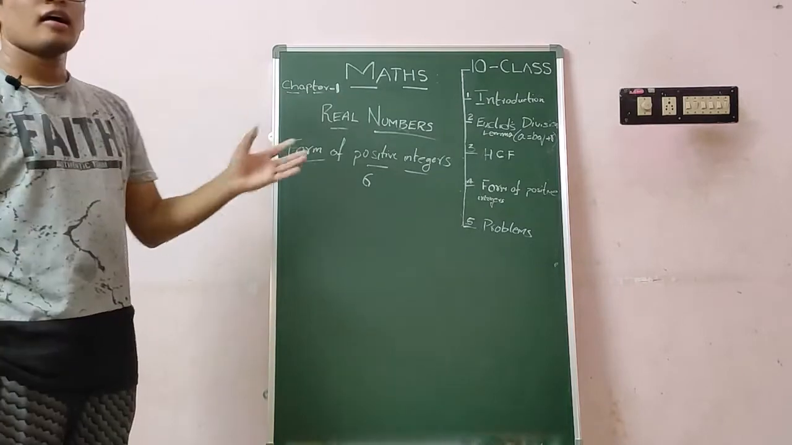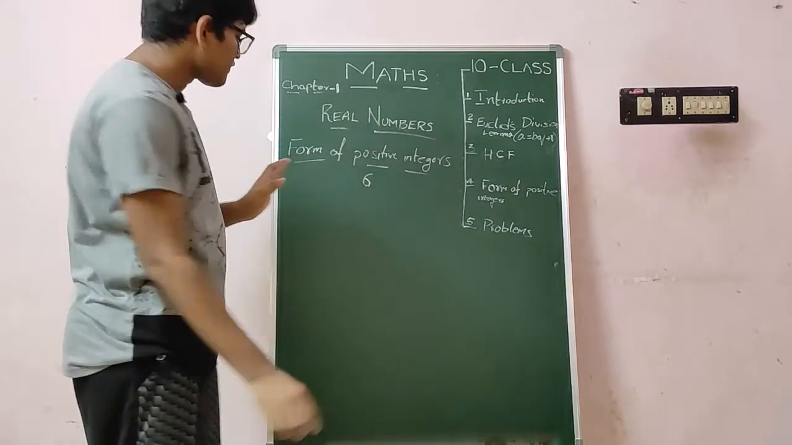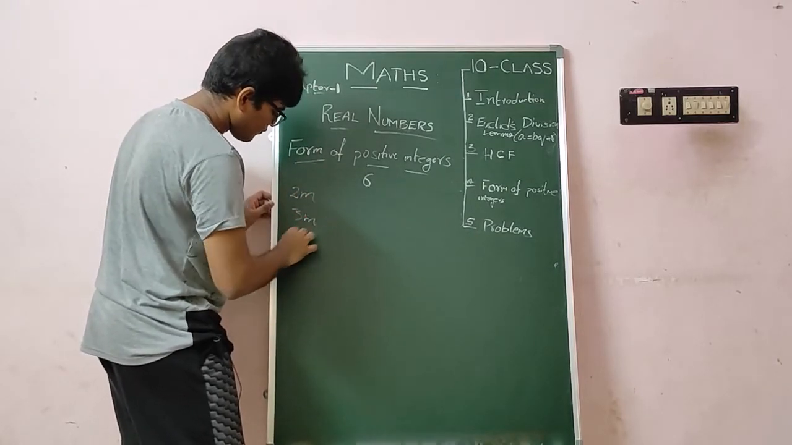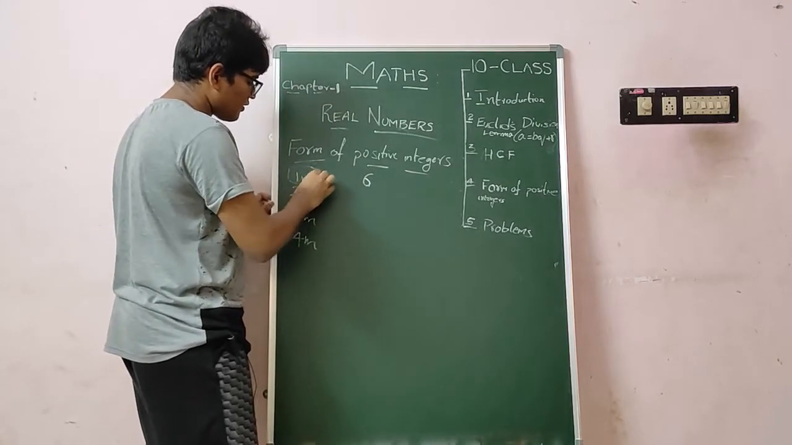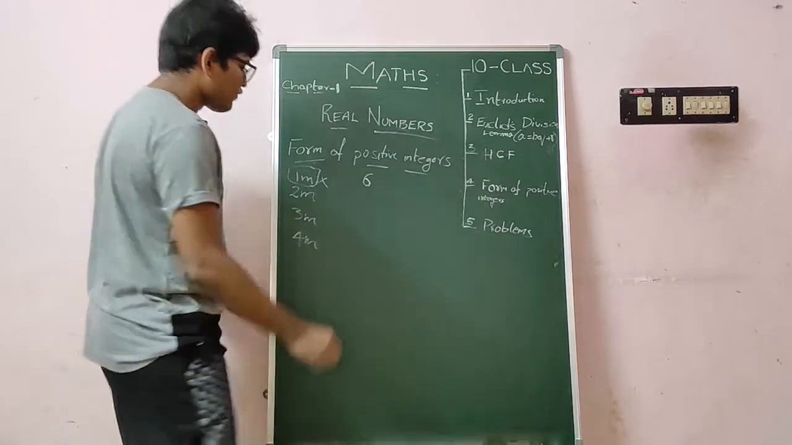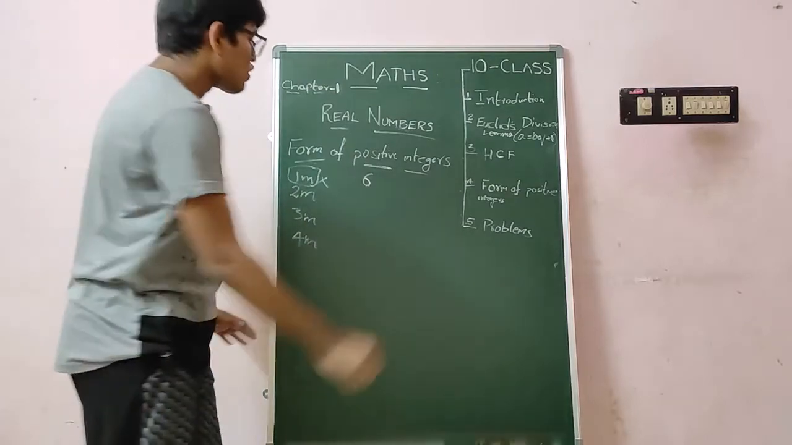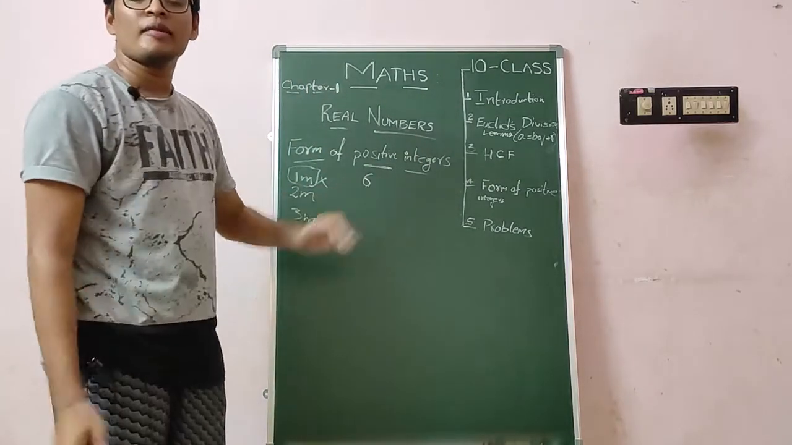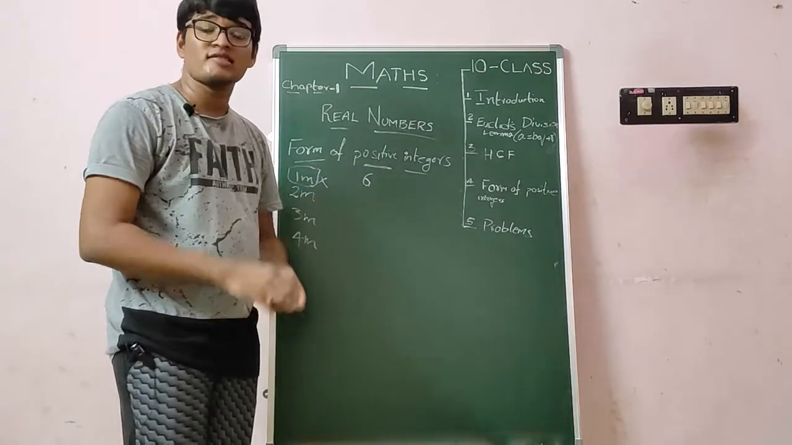Generally, the form of positive integers is used like this: 2m, 3m, 4m and so on. We don't take 1m naturally. You'll understand this, students, just wait for a while. Here remember, we are doing this only for positive integers. Now how can we write 6, students?